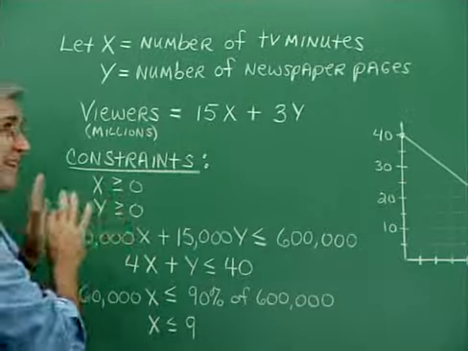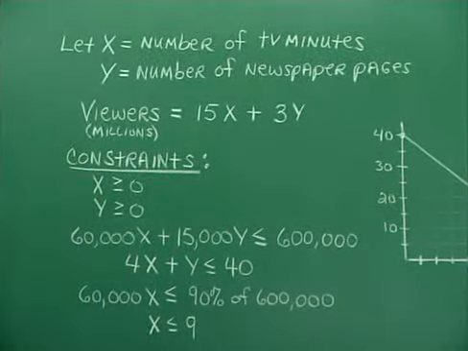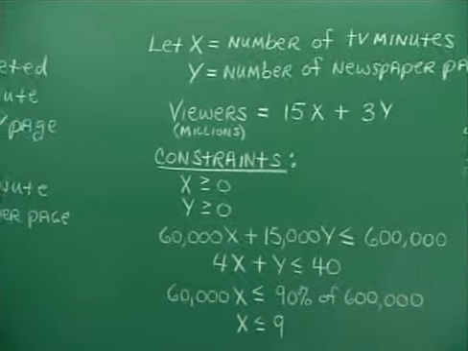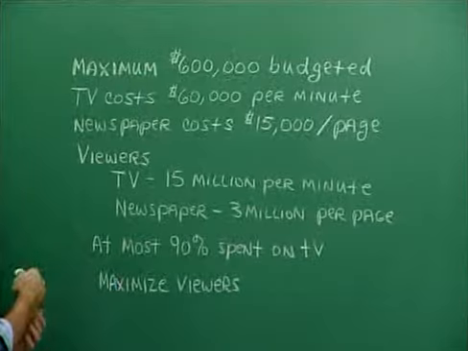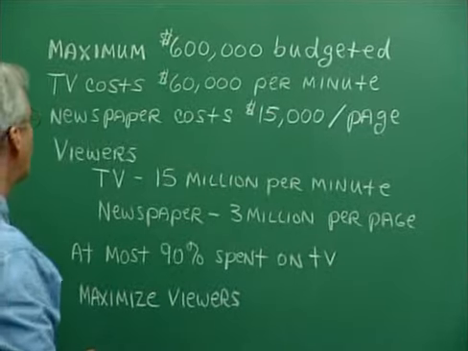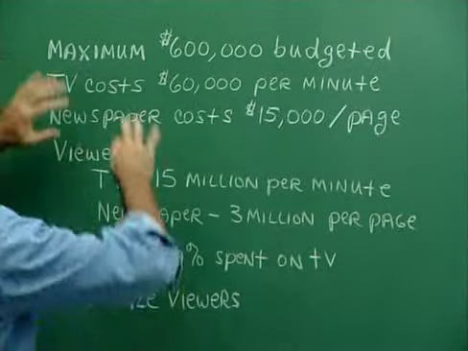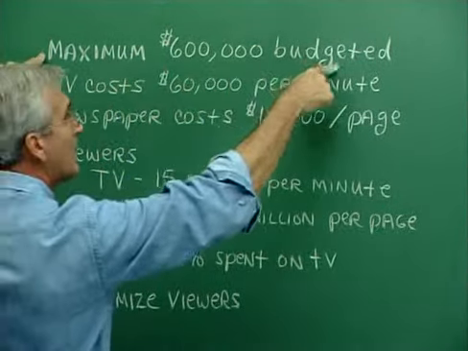All right, now we go fetch the information about constraints. Notice I've already written a couple of constraints here. X and Y are greater than or equal to 0, because it doesn't make any sense for us to have negative values for TV time or number of pages of ad space in newspapers. Okay, at the very top we have a maximum amount to be budgeted.